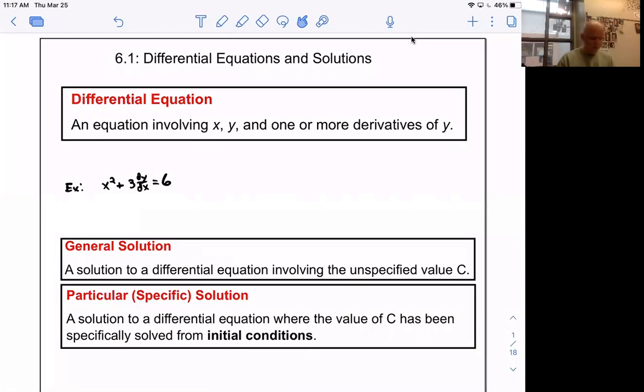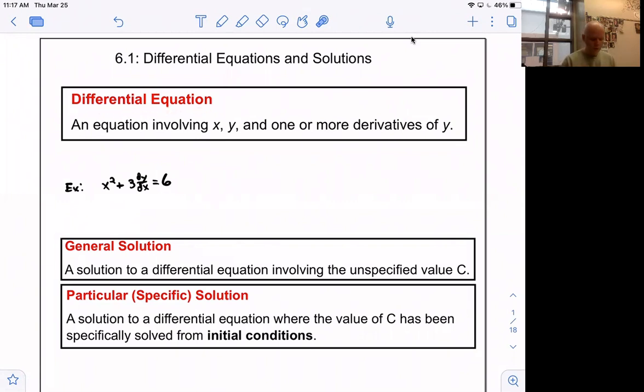What we're going to do today is talk about differential equations and their solutions. So let's start by defining what a differential equation is, what I mean by that, and what solutions to differential equations look like. So here's what a differential equation is.